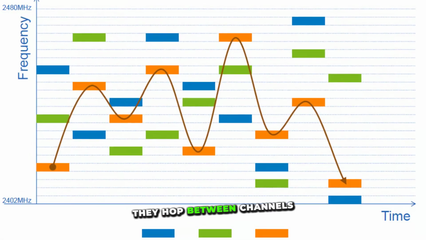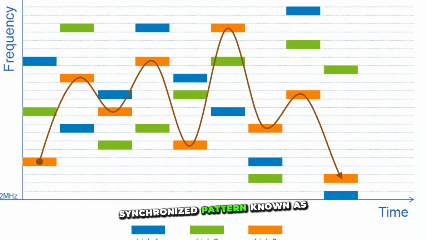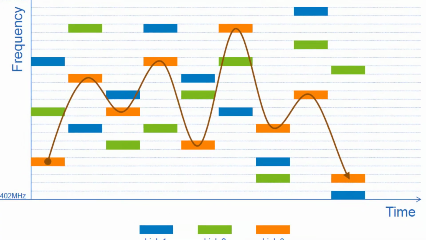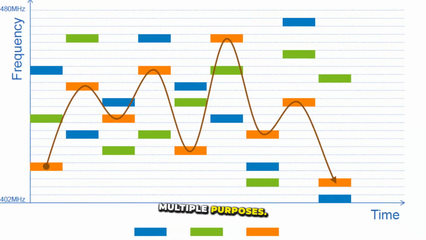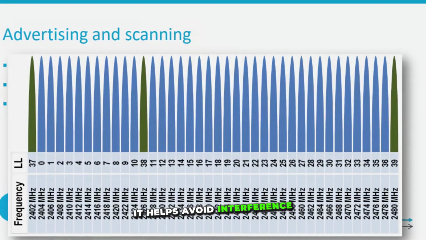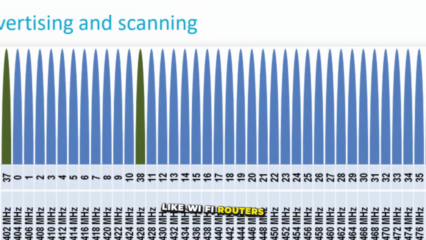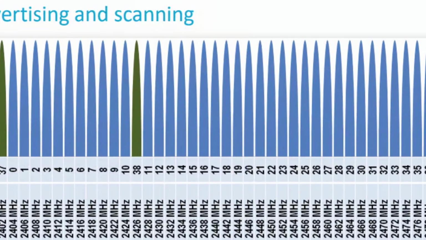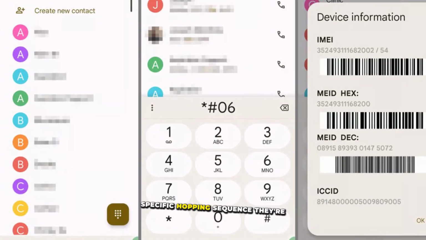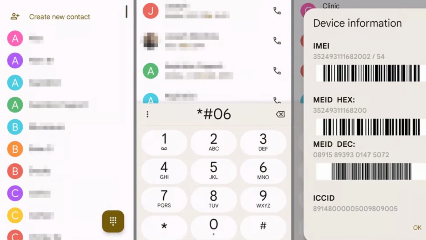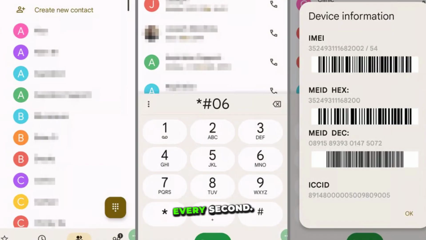Instead, they hop between channels up to 1,600 times per second in a synchronized pattern known as frequency hopping spread spectrum, FHSS. This frequency hopping serves multiple purposes. First, it helps avoid interference from other devices operating in the same frequency range, like Wi-Fi routers and microwave ovens. Second, it provides a level of security since only paired devices know the specific hopping sequence they're using. Think of it as having a secret code that changes 1,600 times every second.